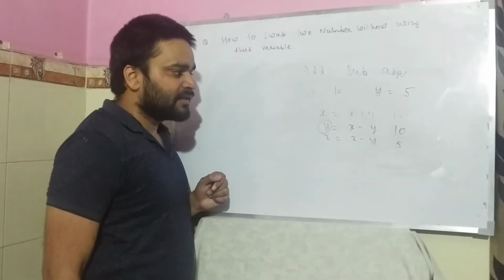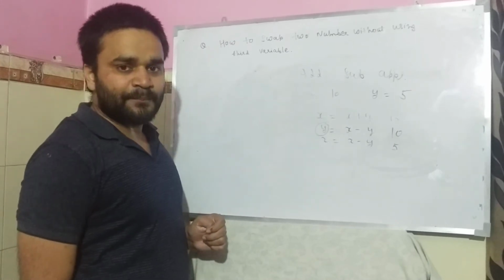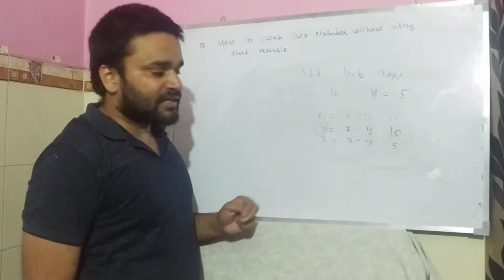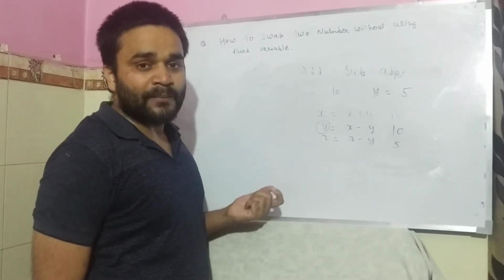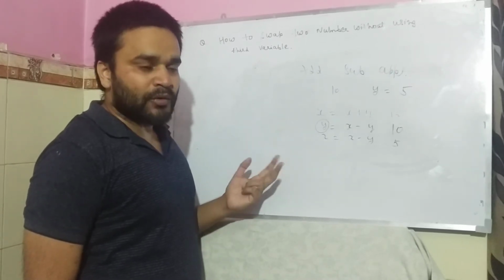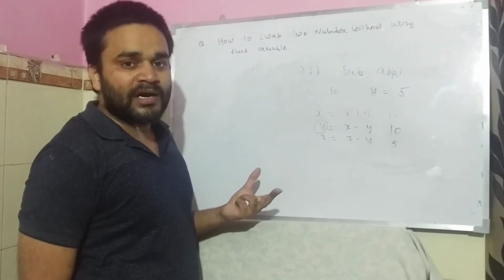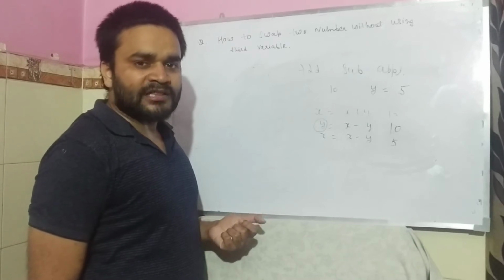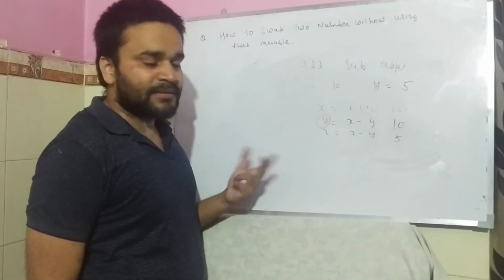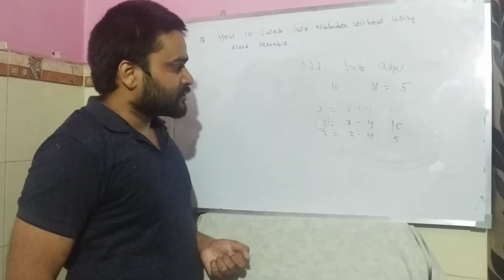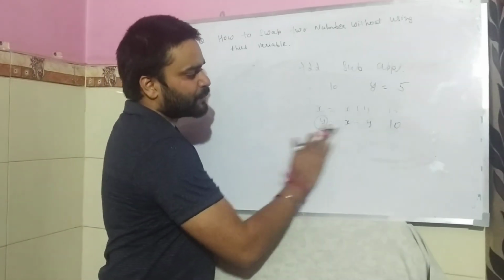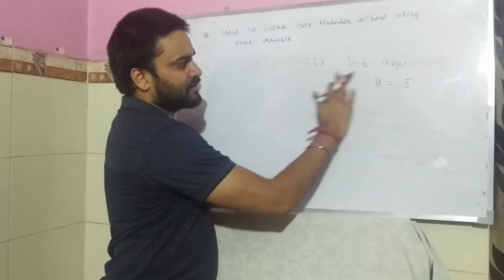But if you see, these are both arithmetic operations, plus and minus. So definitely there is a drawback: if these two numbers are very large, the addition of the two numbers will become too large, so there may be a problem of arithmetic overflow errors. So this is the drawback of this approach.